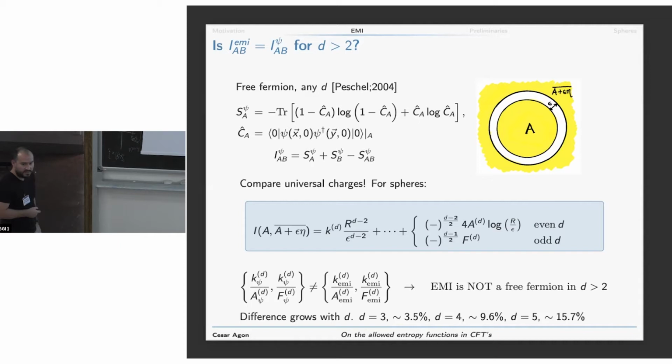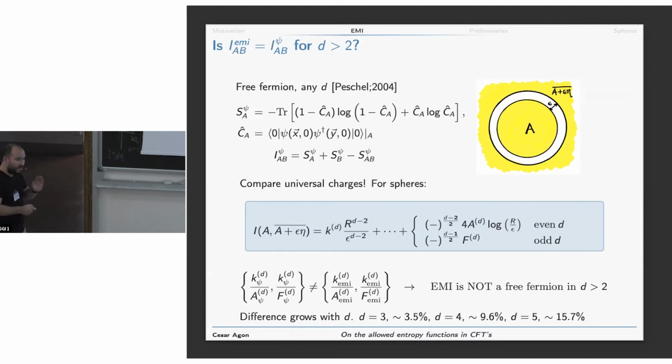Then, since as I told you before, there is an overall factor to be normalized, you might just compare ratios between these universal coefficients for the model that I'm describing for you, the EMI, and also from the free fermion. And then when we do this comparison, what you find is that those ratios do not correspond to the ones of the EMI, so it cannot be the EMI. So the argument is very simple.